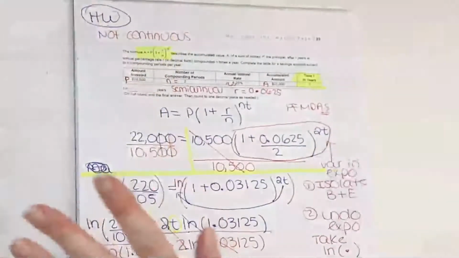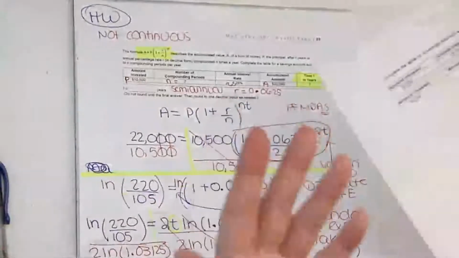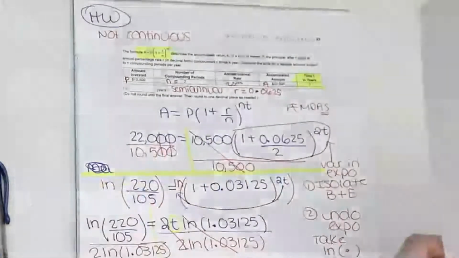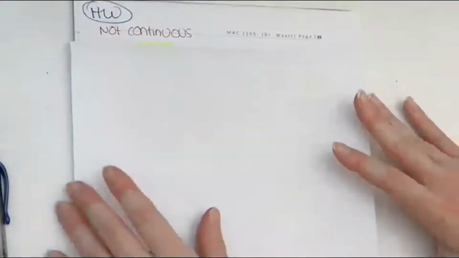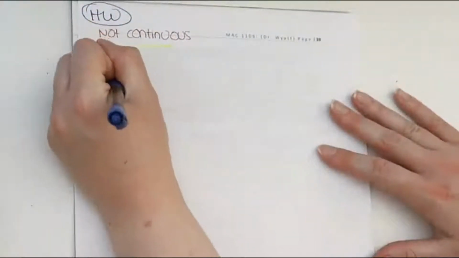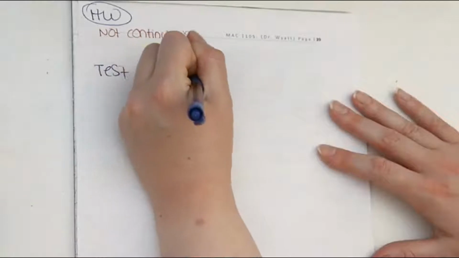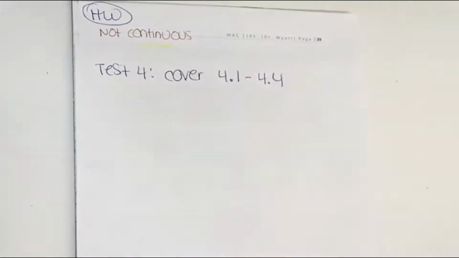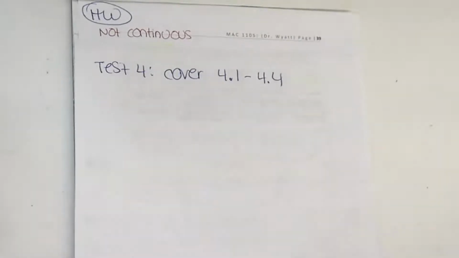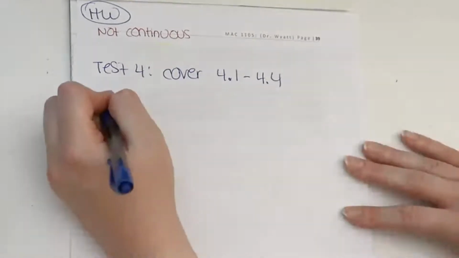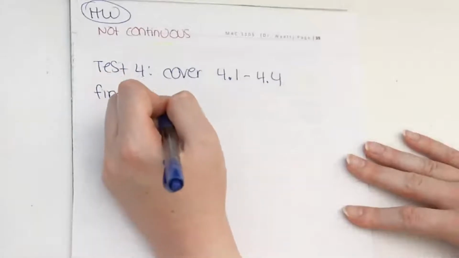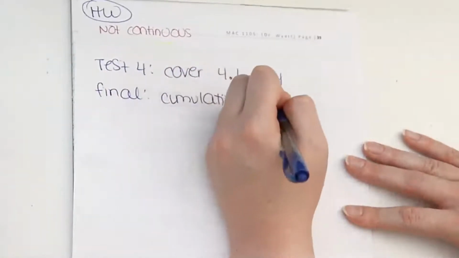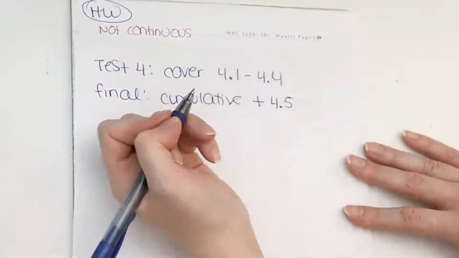The other thing is on page 40, there's another question that really is just kind of like putting it all together for a homework only type of thing. But what you'll see for test 4 is just going to cover section 4.1 through 4.4. So it only covers those 4 sections, but again, they're pretty hefty sections. The final is cumulative, so it covers everything for the entire semester, and it will cover section 4.5.